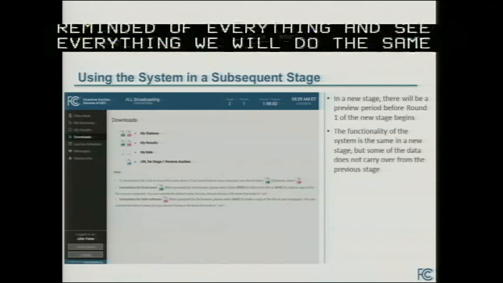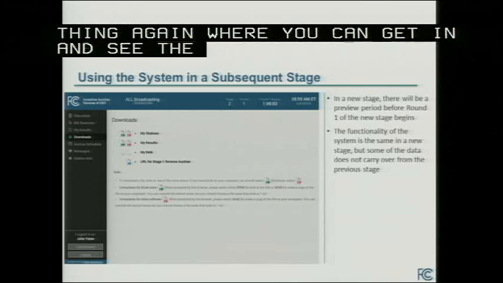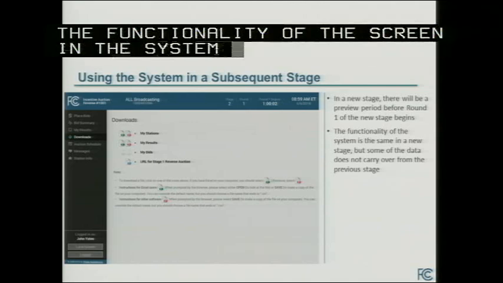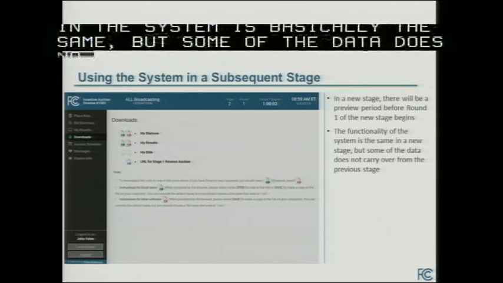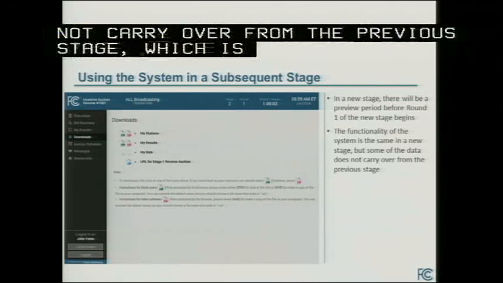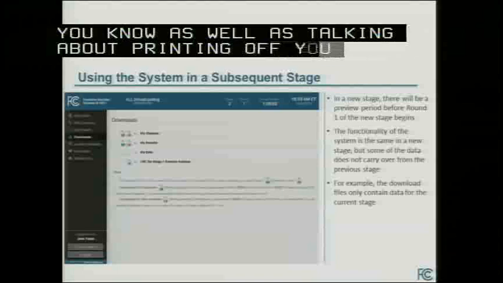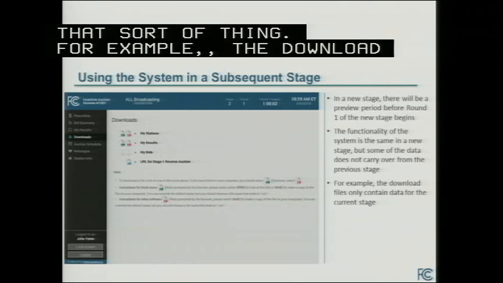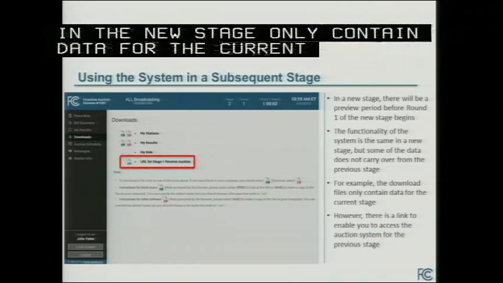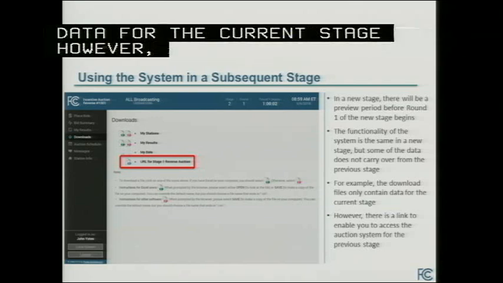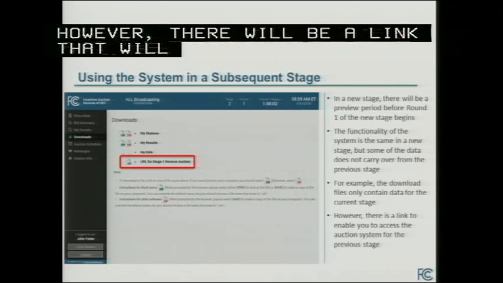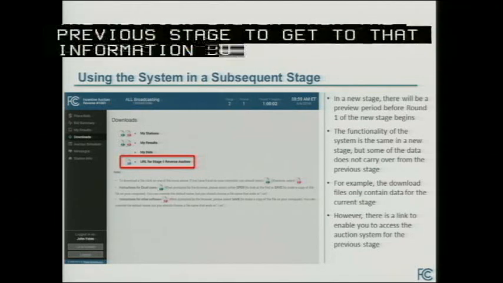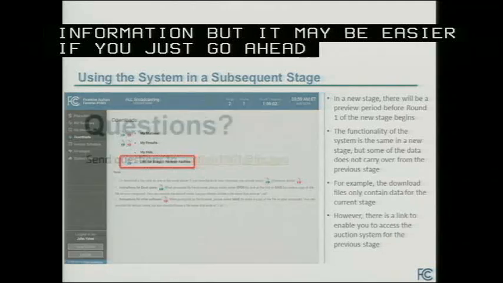The functionality of the screens in the system is basically the same, but some of the data does not carry over from the previous stage, which is important for you to know, as Melissa was talking about printing off your bids and that sort of thing. For example, the download files in a new stage only contain data for the current stage. However, there will be a link that will enable you to access the auction system from the previous stage to get to that information, but it may be easier if you just go ahead and have it already downloaded, especially good practice to do at the end of the first stage.